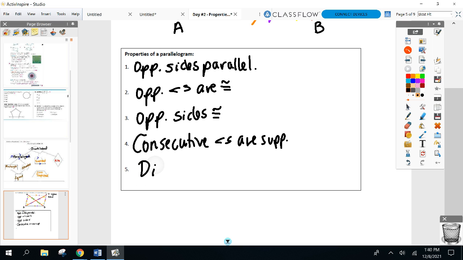Fifth and final property. And there it is. There are our properties. Never given to you on a quiz or test either.